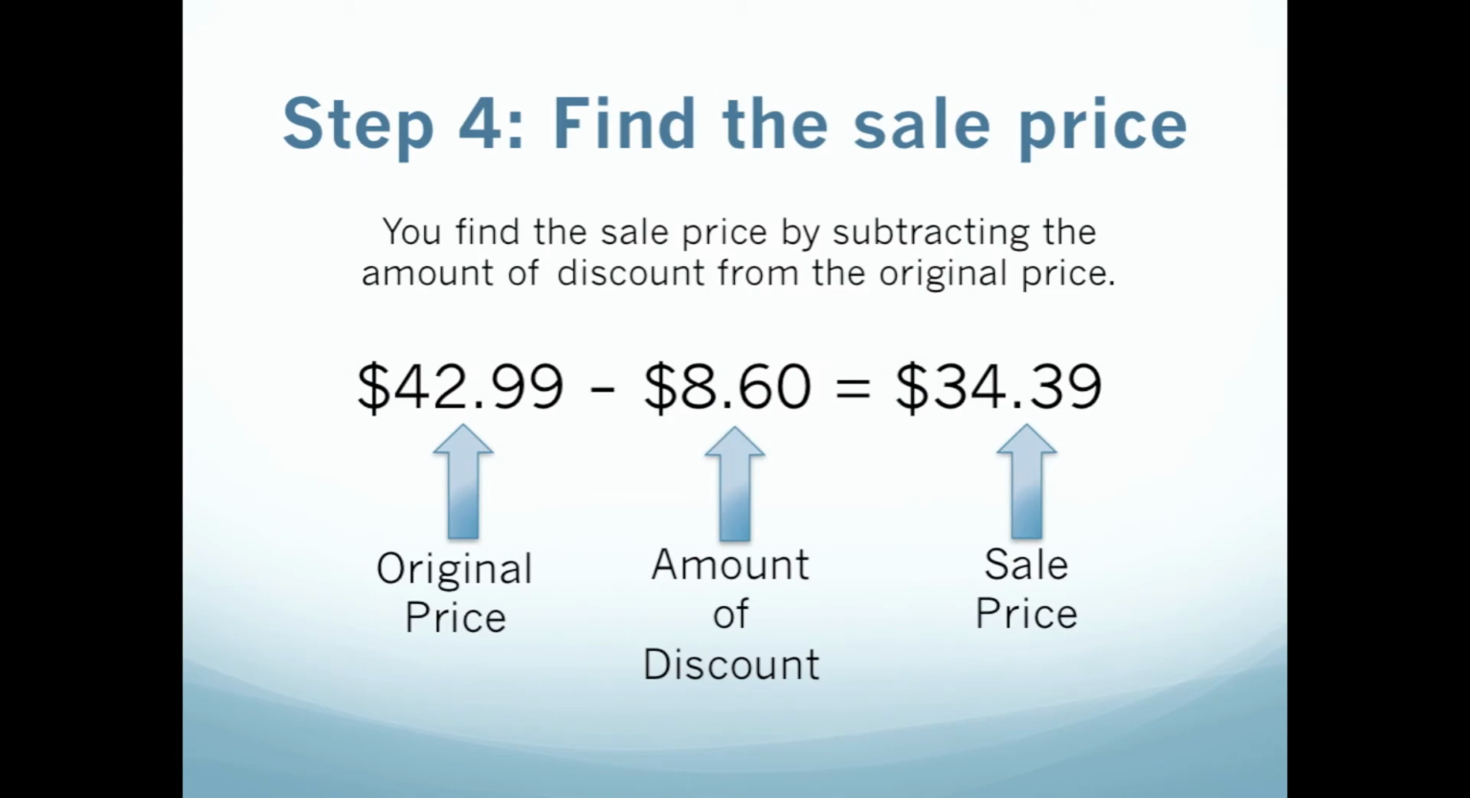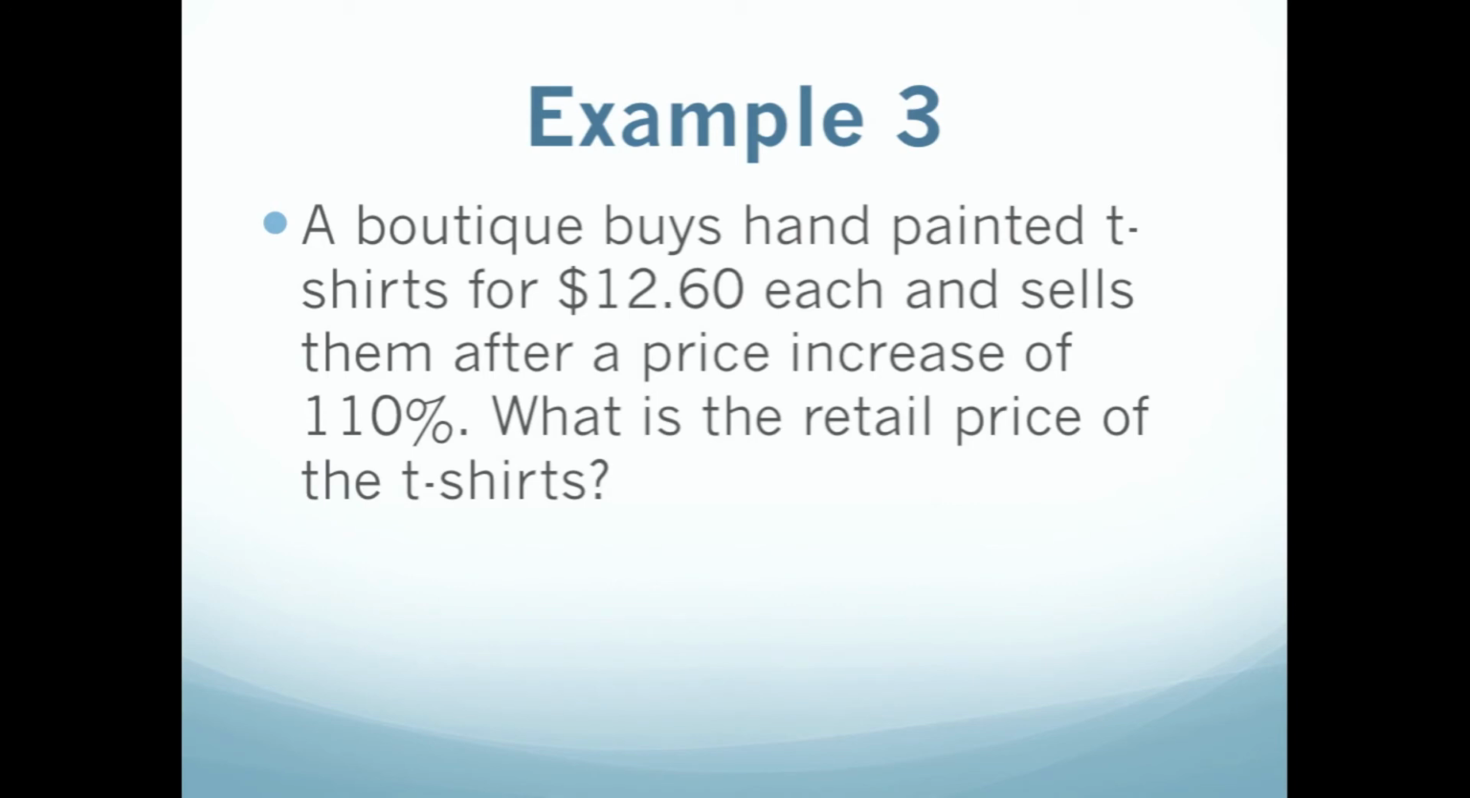But this isn't the end of the problem. The problem asks to find the sale price. So to find the sale price, you subtract the amount of discount from the original price. We found the amount of discount to be $8.60, so we take the original price, which is $42.99, and subtract the discount, which is $8.60, to find the sale price, which ends up being $34.39.